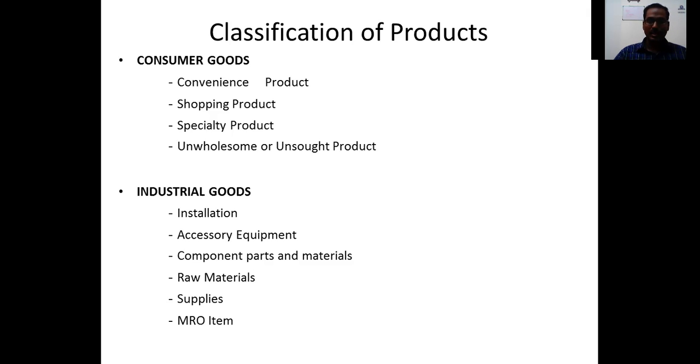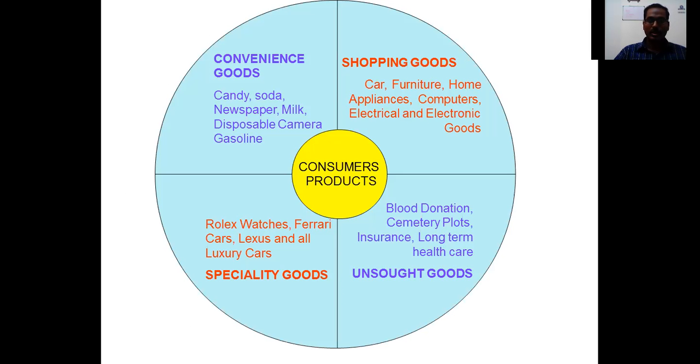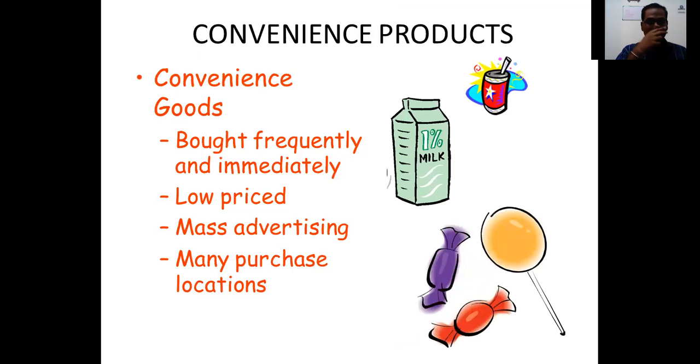Now we see the consumer goods. So what are these consumer goods? Under consumer goods, we have convenience goods, that's candy, soda, newspaper, milk, disposable camera, gasoline, etc. And shopping goods like car, furniture, home appliances, computer, electrical and electronic goods. And then specialty goods, which includes examples like Rolex watches, Ferrari cars, Lexus and all luxury cars. And unsought goods: blood donation, cemetery plots, insurance, long-term healthcare. These are unsought goods.